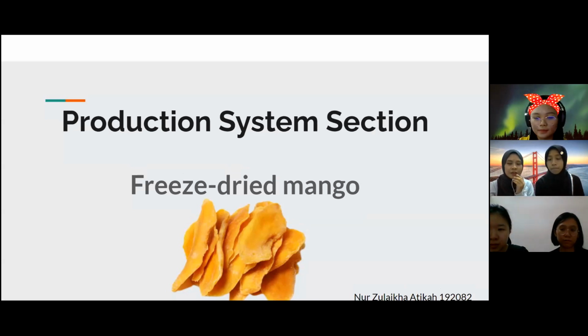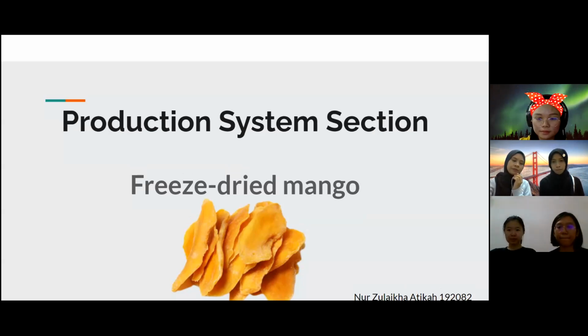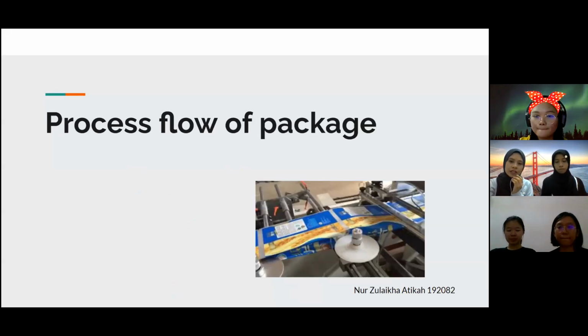Okay, so now for the production system section, I will present it. My name is Zulaikha. My contact number is 192082. Okay, so first things first, I will present the process flow of the packaging itself. Next.